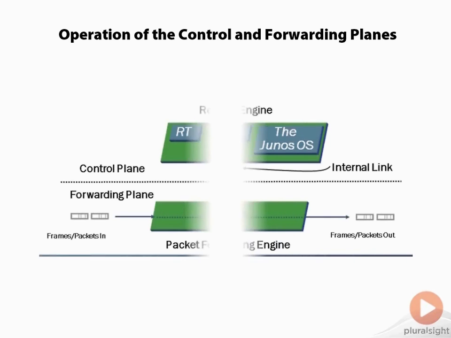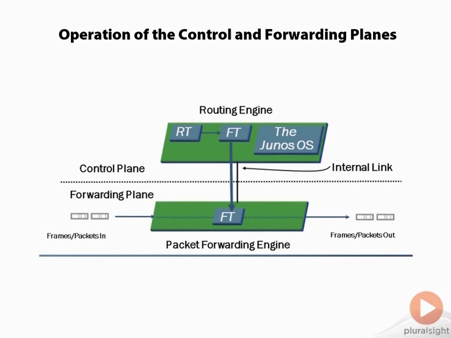This example shows the basic view of how the Junos OS processes traffic from the perspective of the control and forwarding planes. The control plane, as shown here, runs on the RE, or routing engine. The RE is the brain of the platform, as we mentioned in the last section. It is responsible for executing protocol updates and managing the system.